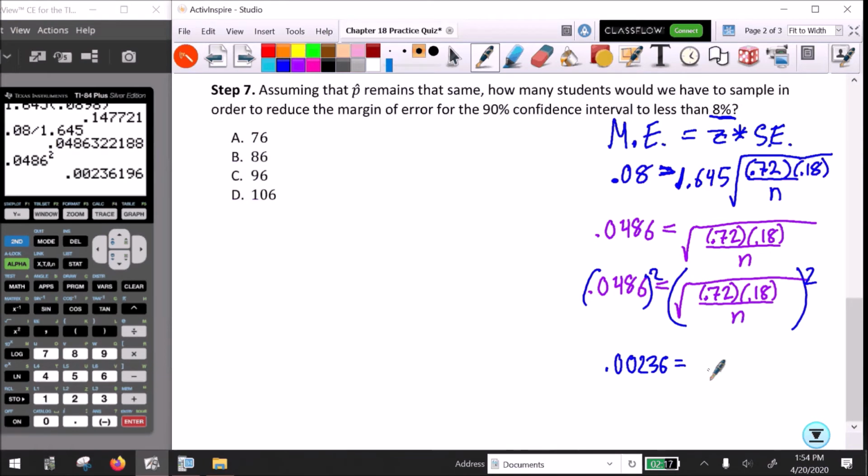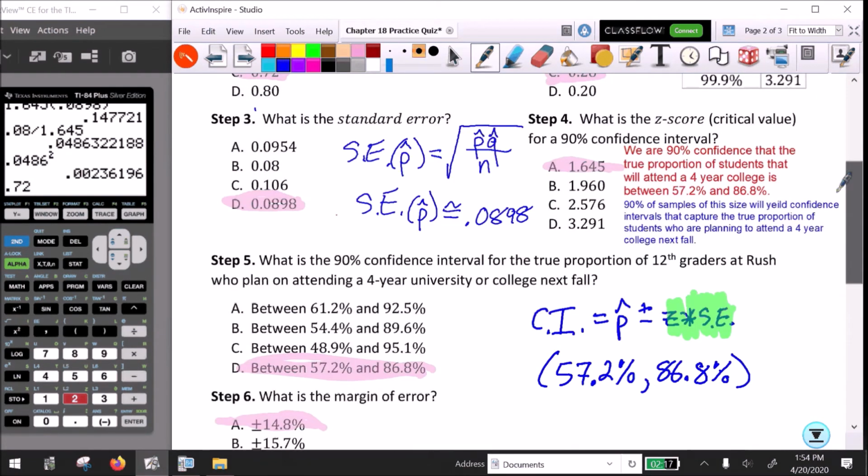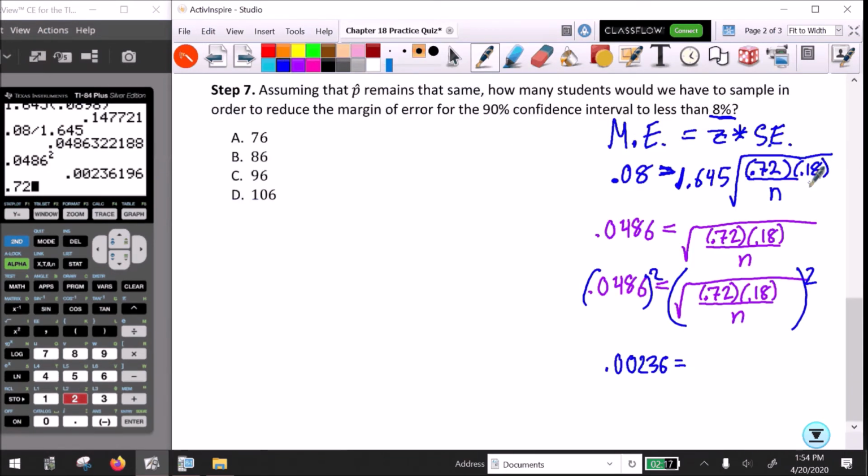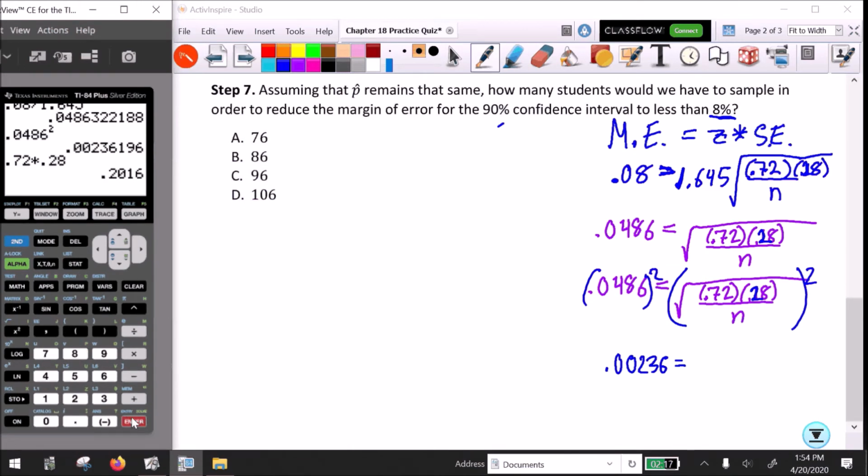And the numerator of that fraction, 0.72 multiplied by 0.18, I'm going to go ahead and multiply those out. Actually, that 0.18 should be a 0.28. That would have been a problem. I'm going to go ahead and fix that now. So that 0.18 here should say 0.28. That's what Q was. All right, 0.72 multiplied by 0.28, 0.2016. And n is in the denominator.